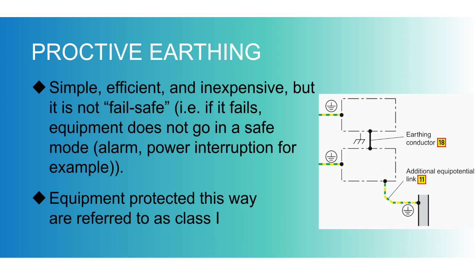So protective earthing is a simple, efficient and inexpensive way. If this equipment does not go into a safe mode, like with a power interruption for example, these equipments are referred to as class 1.